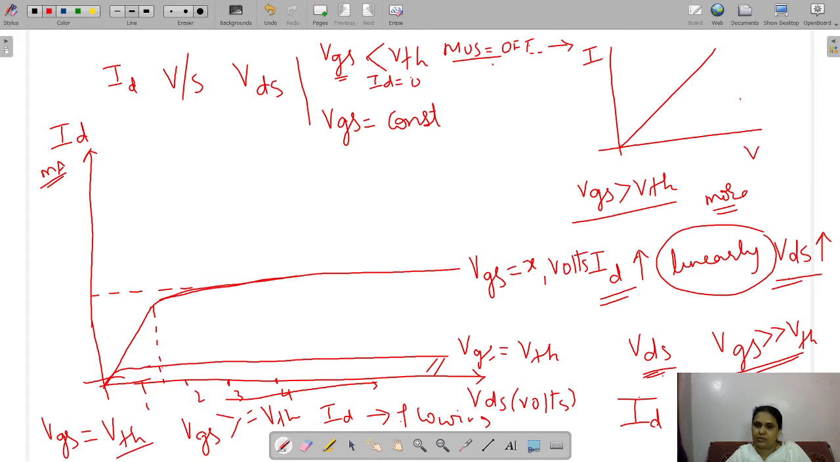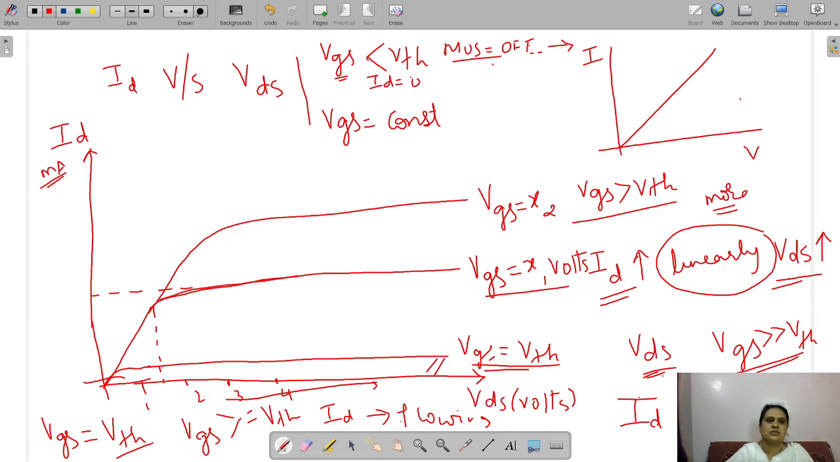The same thing I will obtain for VGS equal to VTH, but in this condition the drain current is very small, therefore we can't predict the characteristics. Therefore I explain the same for you with a higher value of VGS. So I have increased the value of VGS. Next, if I increase the value of VGS again, the drain current characteristics will repeat. The same characteristics is repeating.